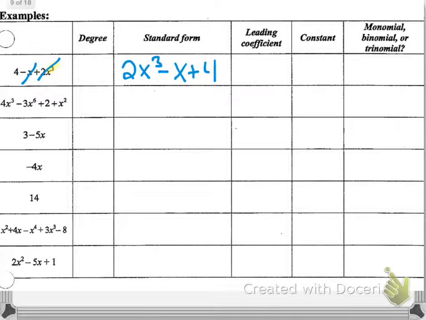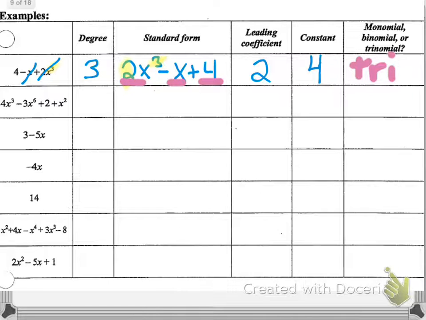All right. So now it's simple for me to see the degree. The degree is my highest power, which is the 3. And the leading coefficient is the number in front of that. So that here would be a 2. All right. Your constant is just any term that has no variable, that has a number. So that's just a number, sorry. So our constant would be 4. And then we look at how many terms we have, and we would have 1, 2, 3 terms, so this is a trinomial. All right.